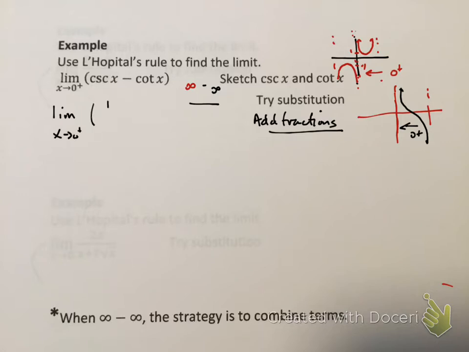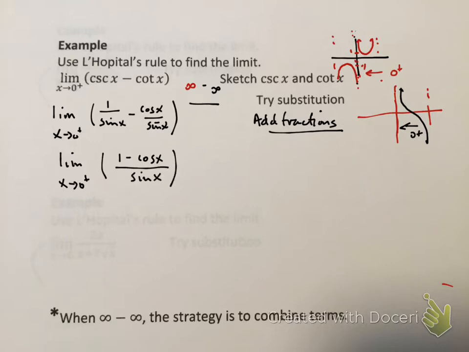And cosecant's the same thing as 1 over sine, and cotangent's the same thing as cosine over sine. And so when you add those together, you get 1 minus cosine of x over sine of x, because you remember when you add fractions and they have the same denominator, you just recopy the denominator. So now if you plug that in, you're going to end up with a 0 over 0, which means you can now apply L'Hopital's rule.